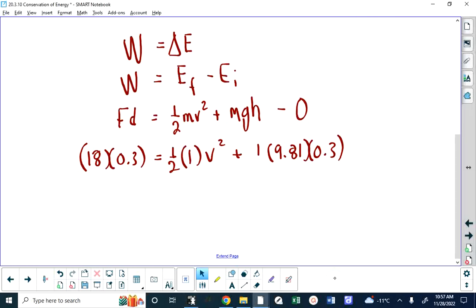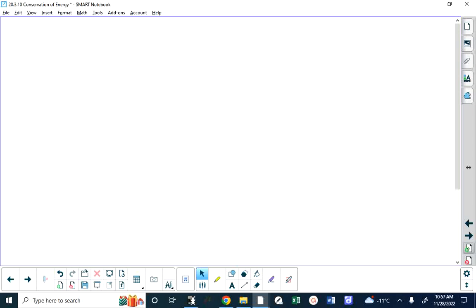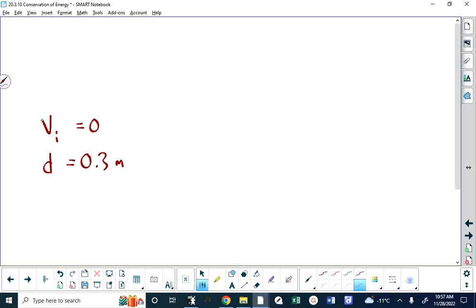Although, everybody, compared to what I'm going to show you, although this is relatively quicker, a little more thought has to go into this. Okay. There's an alternate way you could do this, which maybe requires less thought, but to me is more involved. And that's to say that Vi of the rock is 0. The displacement of the rock is 0.3 meters. We want to find Vf, but we're missing the acceleration.